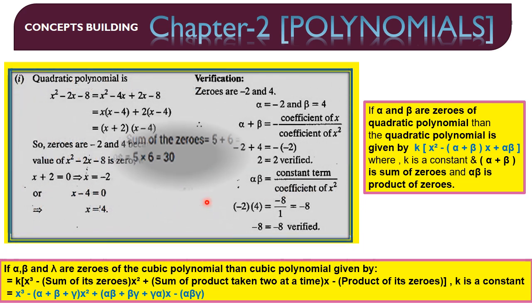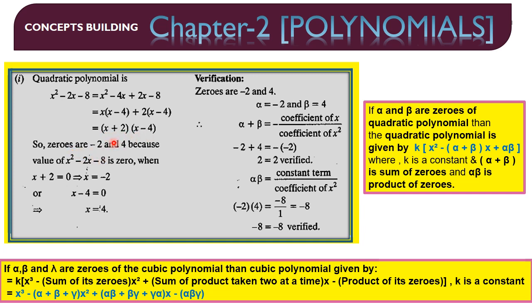Now one more example where we have to find the zeros, then do verification as well. Again, a very important question from this chapter. So here you can observe this quadratic polynomial, x square minus 2x minus 8. So first you factorize to get two factors. We got the two factors by using splitting the middle term, that is x plus 2 and x minus 4. Now we have to find the zeros.